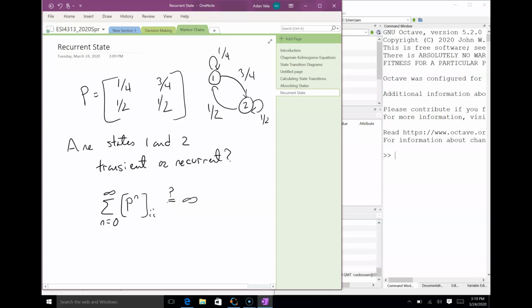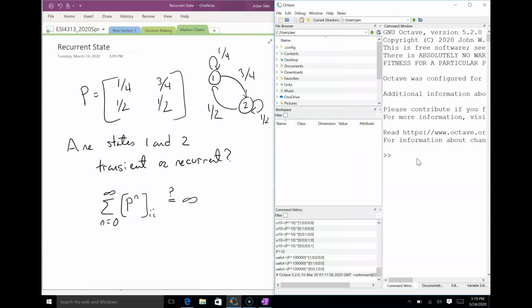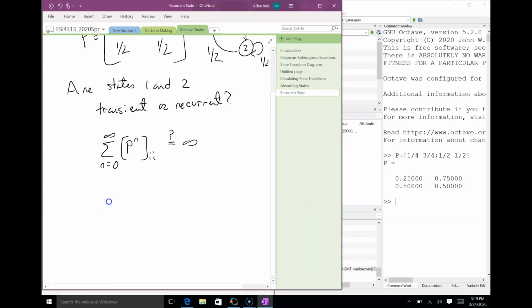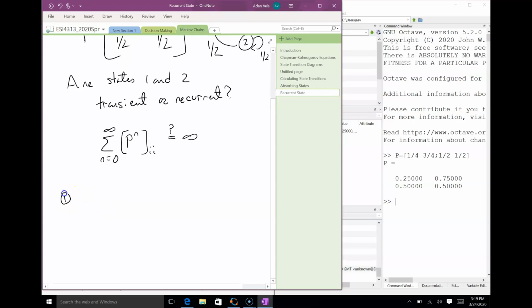The way we can go about checking this is to start by defining our P matrix in MATLAB. I'll go ahead and fill it in: 1/4, 3/4, and then 1/2 and 1/2. So now we have our P matrix. Let's say we were focusing in on state 1. So the sum of n equals 0 to infinity of p to the n, 1, 1.